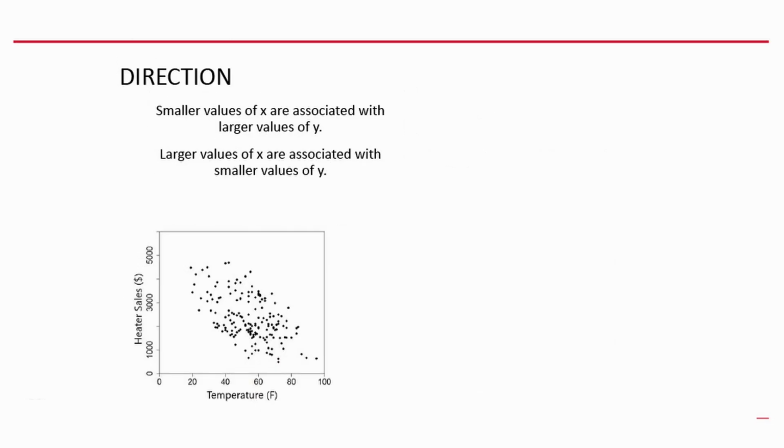The next characteristic we want to describe is direction. In this particular scatter plot, the smaller values of x are associated with the larger values of y, that is the points on the upper left, and they go from larger values of x down to smaller values of y, the points in the bottom right. In other words, we've got a direction going from the upper left to the bottom right, and when we have that direction, we call that negative, or a negative association between these 2 variables, temperature and heating sales.